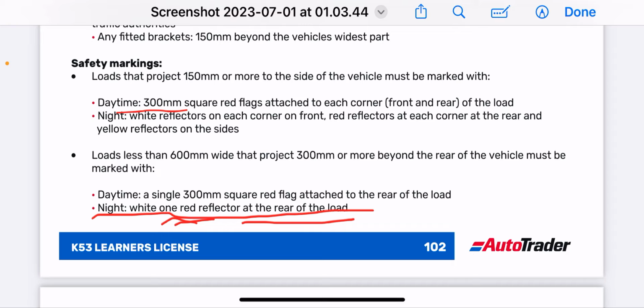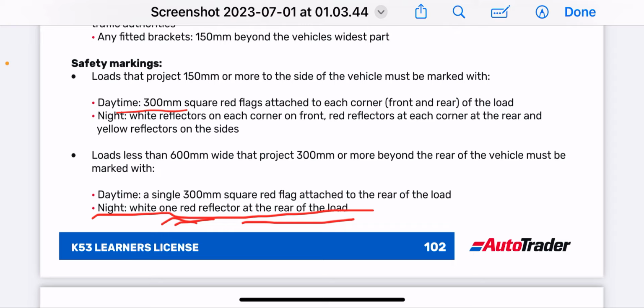Loads that project 150 millimeters or more to the side of the vehicle must be marked with a daytime 300 millimeter square red flag attached to each corner, front and rear of the load. At night, you must have white reflectors on each corner on the front, red reflectors at each corner at the rear, and yellow reflectors on the sides.